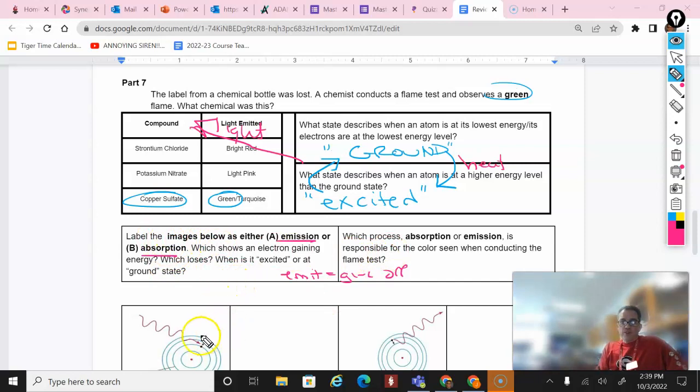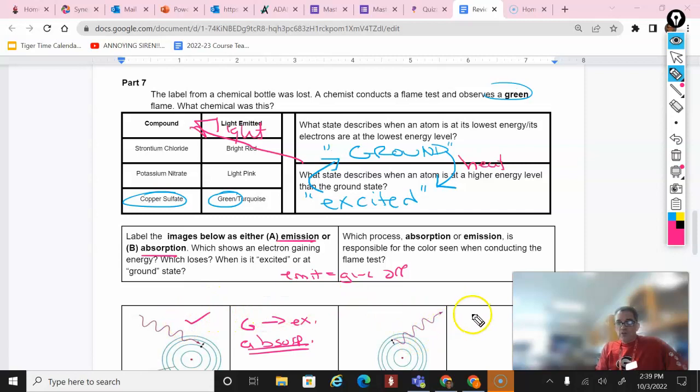So if we label these, you can see the way that this one is on the bottom. On the left, it looks like there's some energy coming in. It's going to cause the electron to jump. So this one, it's moving from the ground state to the excited state. And then it would be absorbing energy to be able to do that, right? So this is the one showing the electron gaining some energy.